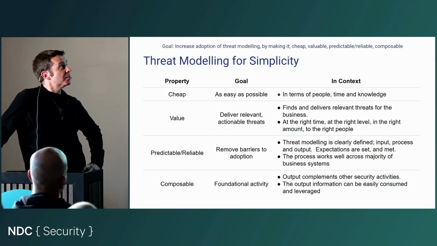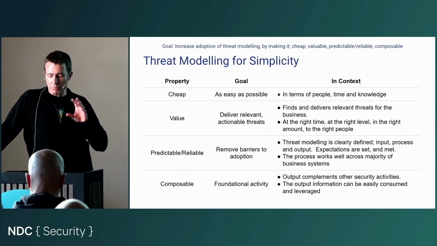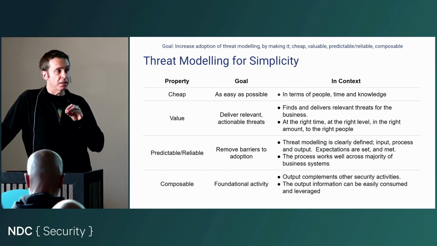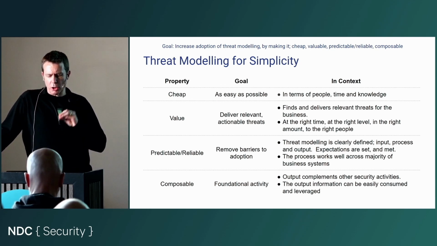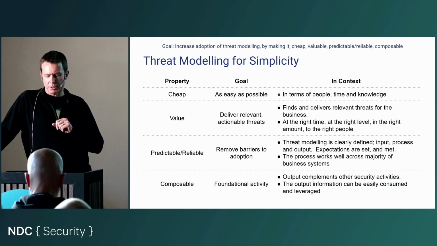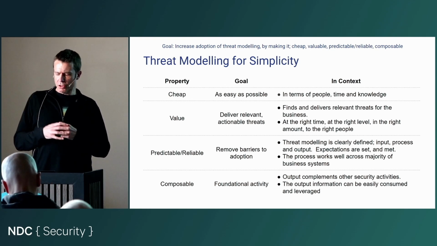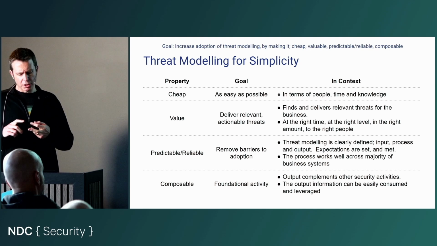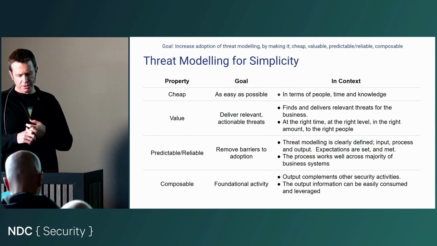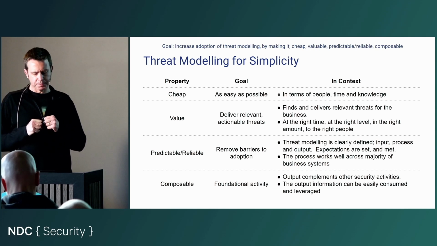So let's try and condense some of what we've covered so far in interpreting this framework specifically for the context of threat modeling. I can define a specific goal, I think, for each of these properties that we're dealing with. So for the property of cheap, really the goal is we want things to be as easy as possible. We want to reduce the cost of threat modeling in terms of people, time, and knowledge. For value, the goal is really to deliver relevant and actionable threats. We want to make sure the threats that we output align with what the business cares about.